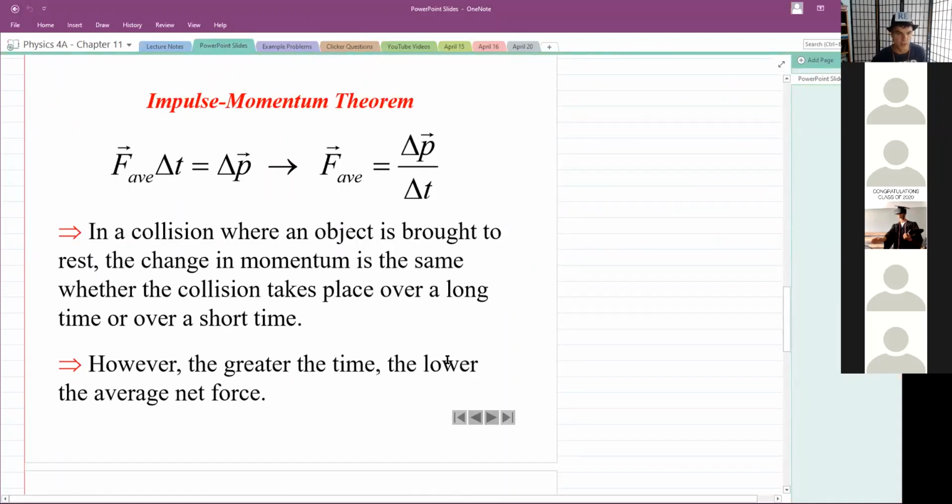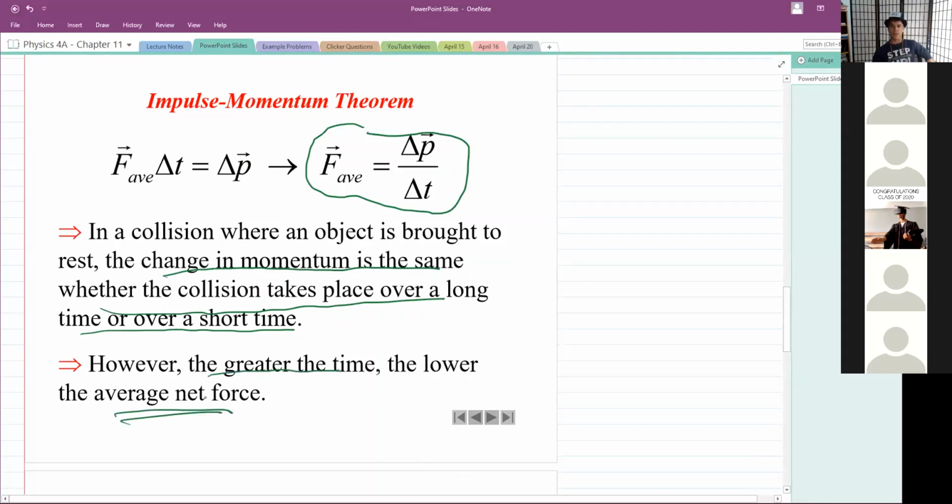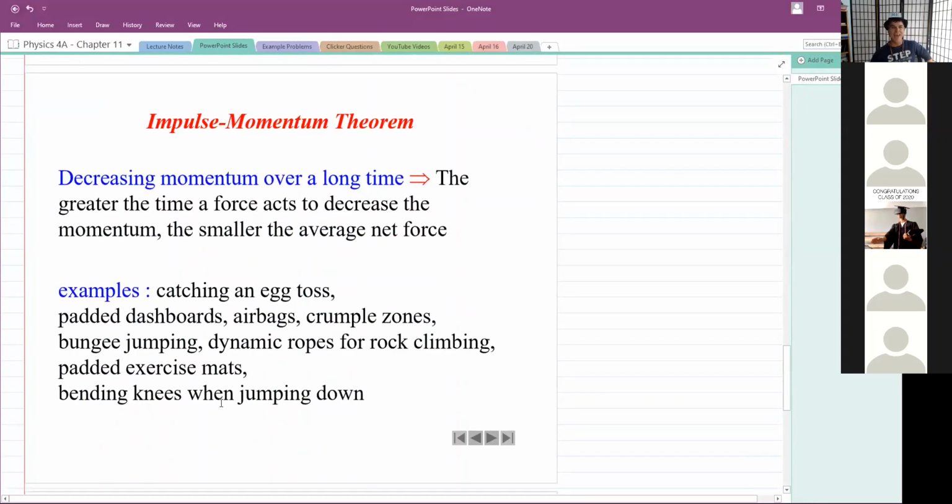So I want to touch on this a little bit because this is interesting. Average force equals the change in momentum over time. So here's an interesting thing to think about. In a collision where the object is brought to rest, the change in momentum is the same, whether the collision takes place over a long time or a short time. But the greater the time, the smaller the average net force. Pretty much any kind of padding really takes this into account. So when you're decreasing momentum, the longer the time that you take to decrease the momentum, the smaller the average net force. So for example, a few examples.